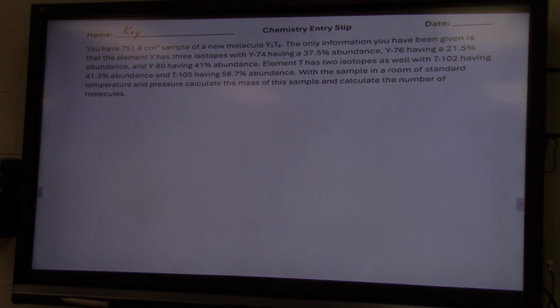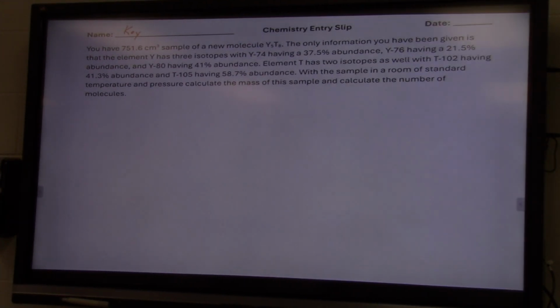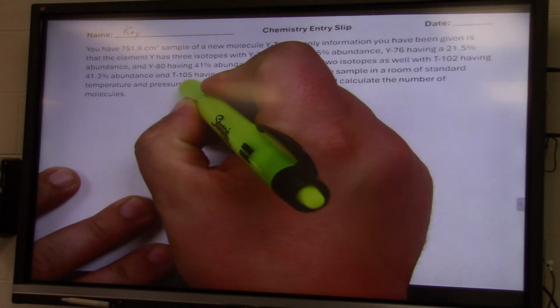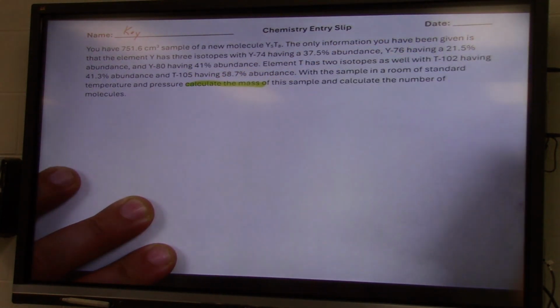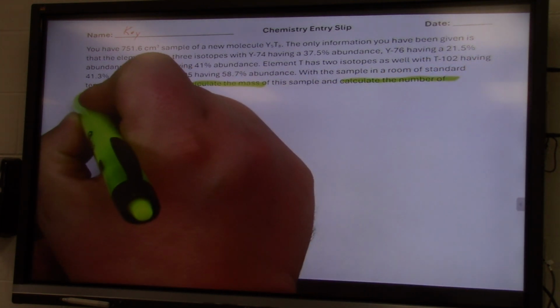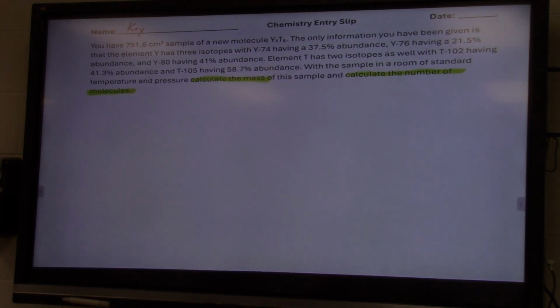With the sample in a room at standard temperature and pressure, calculate the mass of this sample and calculate the number of molecules. So in this case, I'm asking you to calculate the mass and calculate the number of molecules. There's 2 good answers here. You should end up with 2, not just 1.